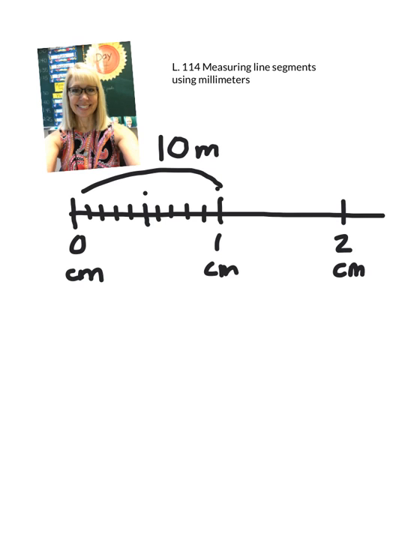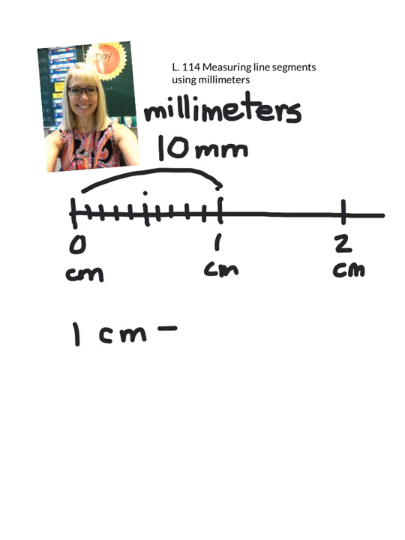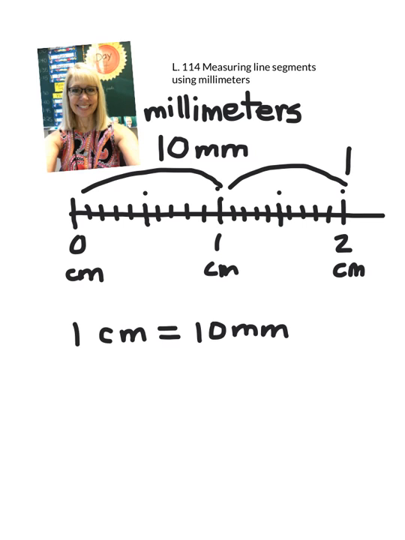Those 10 spaces are called millimeters. The abbreviation is mm. So 1 centimeter is the same as 10 millimeters. And you can also see that the same markings would be between 1 and 2 centimeters. So we would have 1, 2, 3, 4, 5, 6, 7, 8, 9, 10 spaces. That would be another 10 millimeters. So now, at this point, we have come to 20 millimeters. So you can see that 2 centimeters is the same as 20 millimeters.